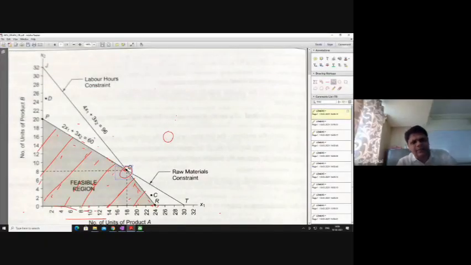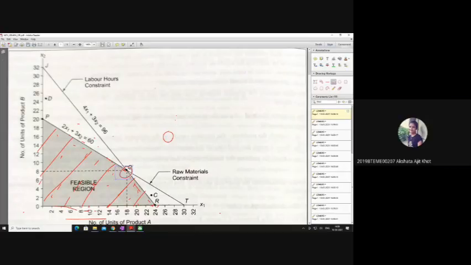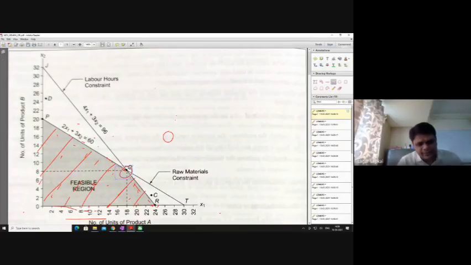Points C and D are taken as an example. For example, if I consider point D, whether that point will give you the feasible solution? No. Point C? No. Just for telling you, points C and D are shown. If you consider any point from this region, that will not give you a feasible solution.